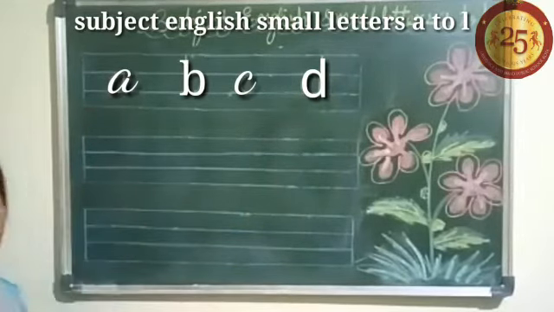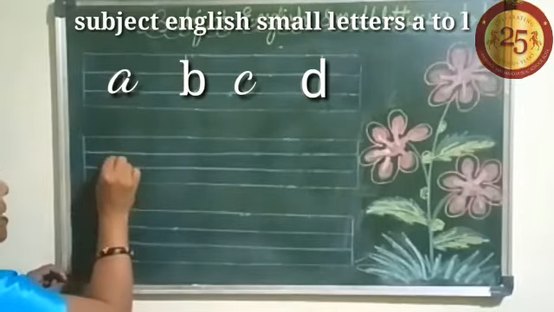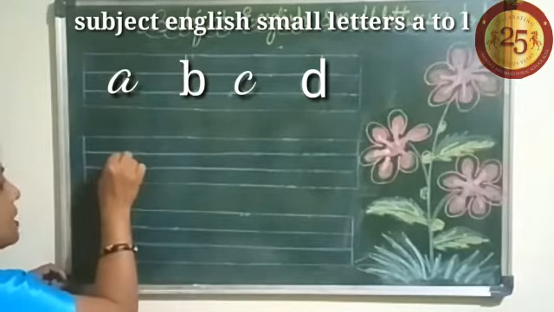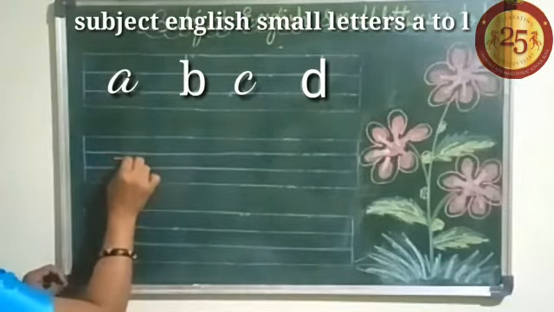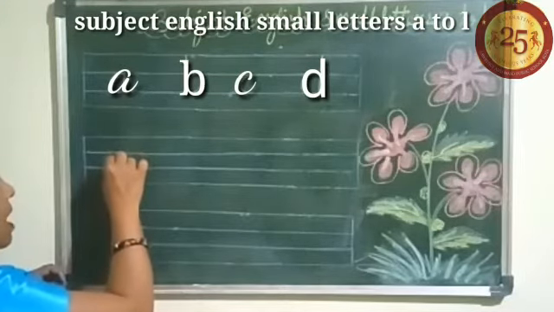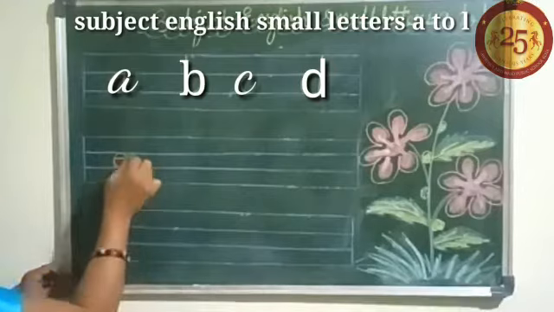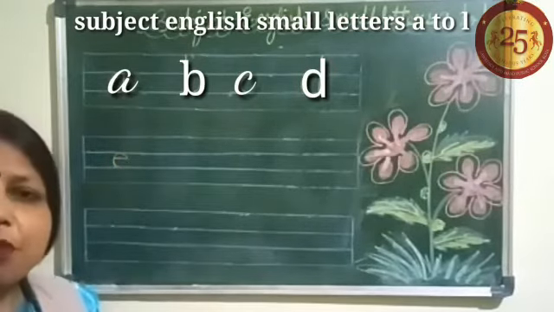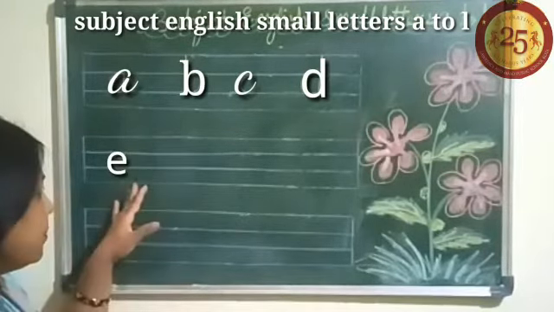Here we will write small letter E. For it, put your pencil here in middle. Draw a sleeping line like this and turn it back. Touch the blue line and make a half curve. Touch the blue line again. This is small letter E.